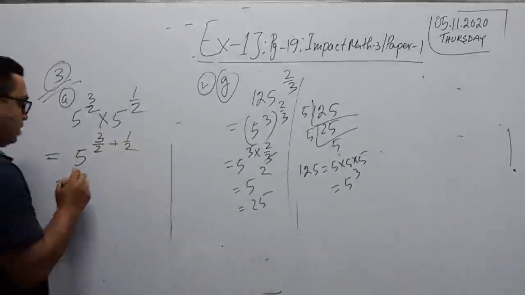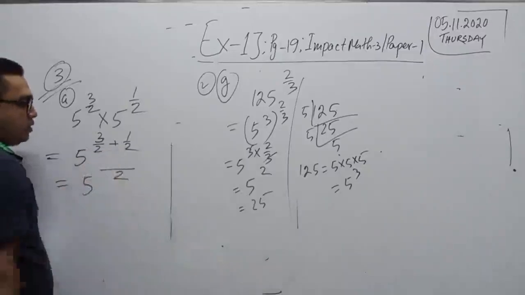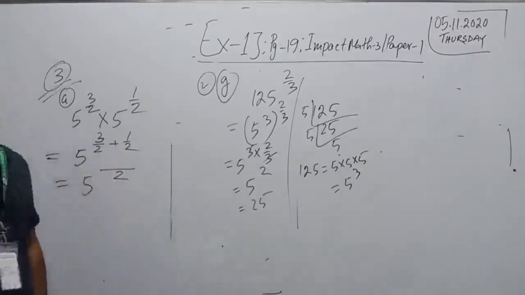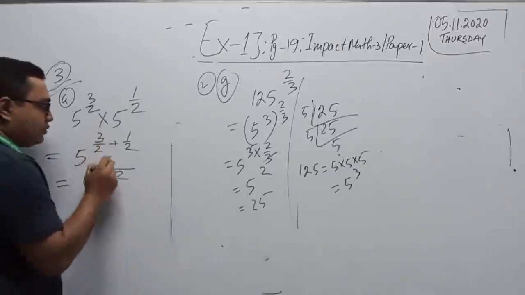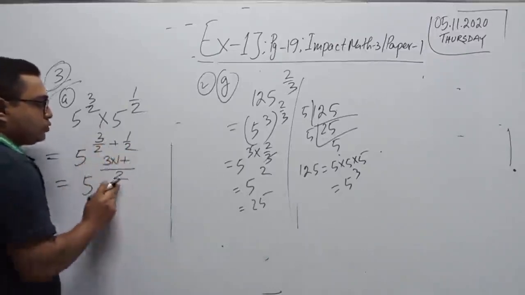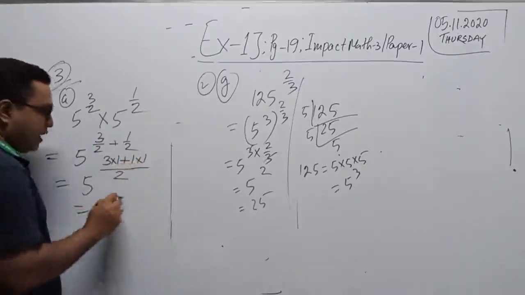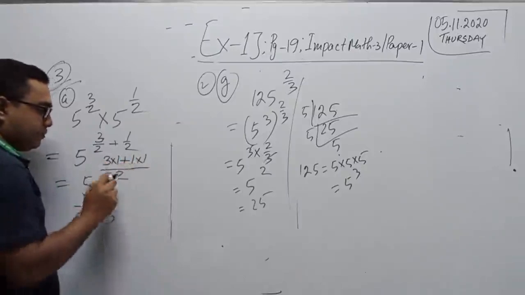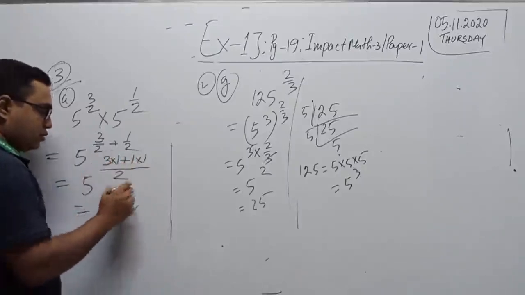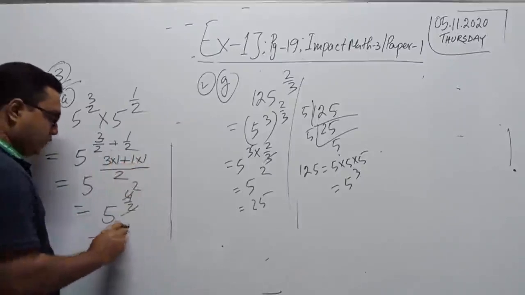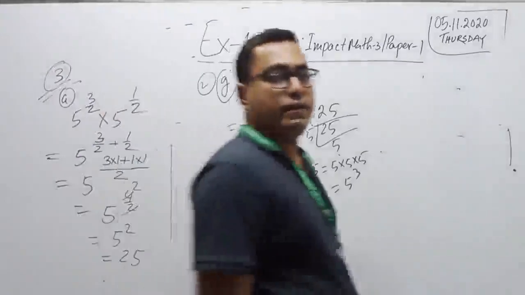So 5 to the power of, here 2 and 2. LCM is 2. 2 goes to 2 one time. Here 3 times 1, plus 2 goes to 2 one time, 1 times 1. That is the simplest way. So 5, if you want to skip this line, no problem. So 3 plus 1, 4 by 2. So 2 to cut here. So 5 to the power of 2, that is 25.